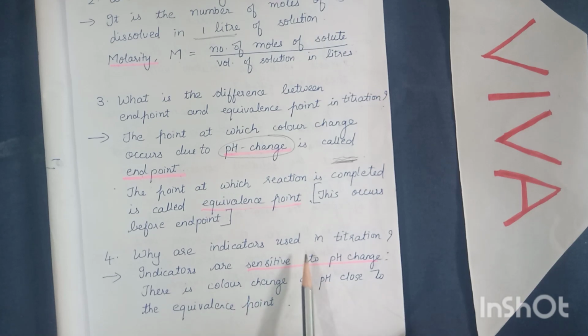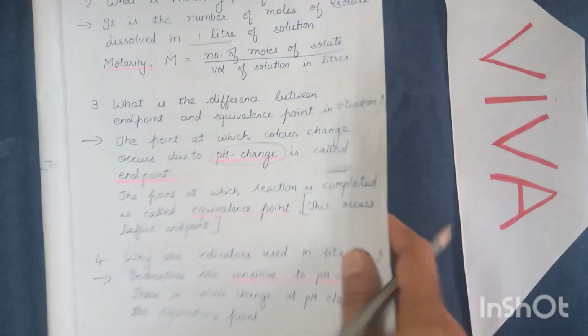Why are indicators used in titration? Indicators are sensitive to pH change. There is color change at pH close to the equivalence point. So if you don't use indicators, you will not come to know whether the reaction got completed or not. So indicators are necessary to show the pH change and in fact the change in color.